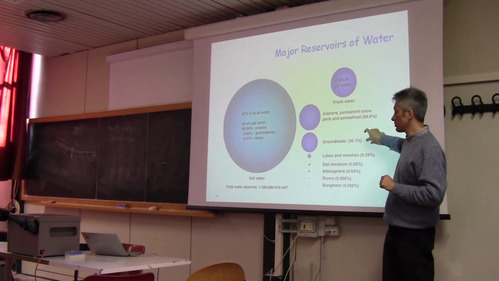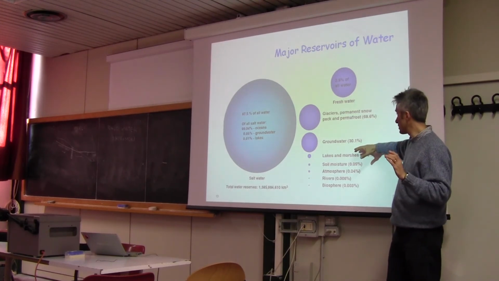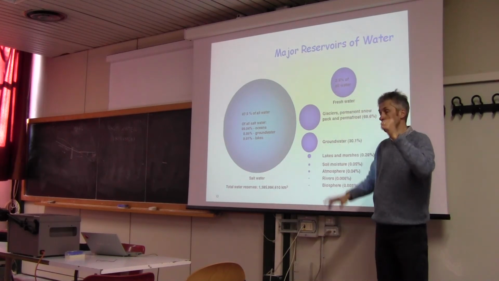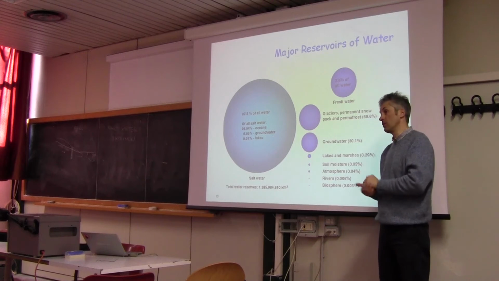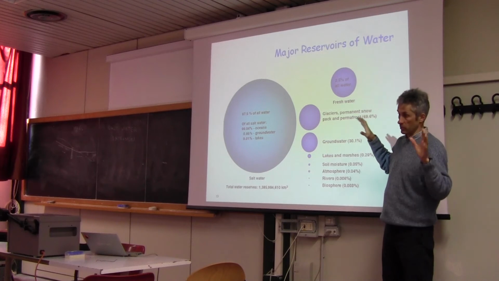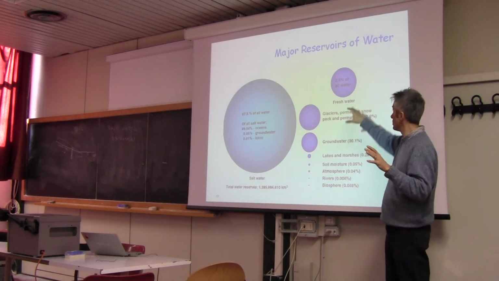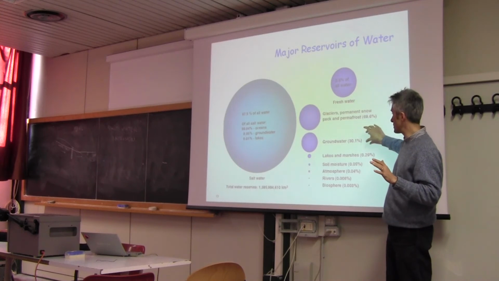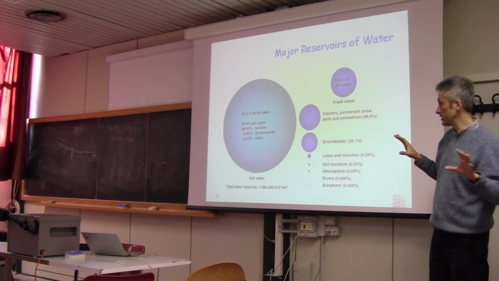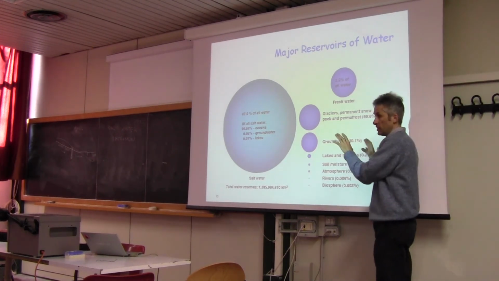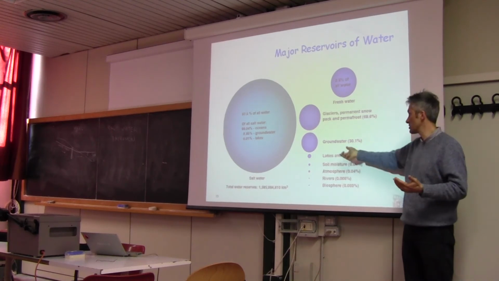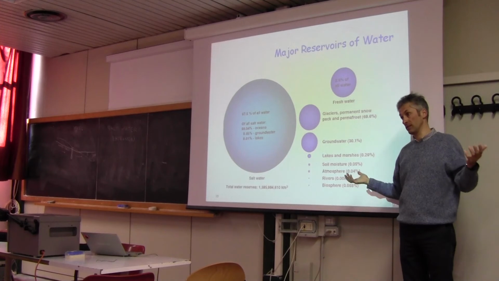Now let's go back to groundwater. Groundwater is 30% of 2.5%, so it's about 1% of the total water on the earth. I'm talking about not salted groundwater, groundwater which is available as fresh water, and this is our main source of fresh water. This explains why I said that groundwater is a very important source of fresh water for us, of course, because it's the most significant.